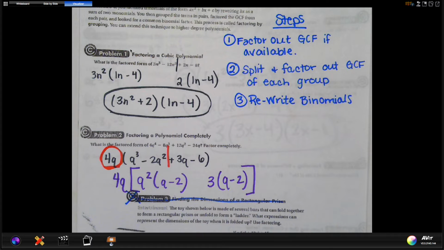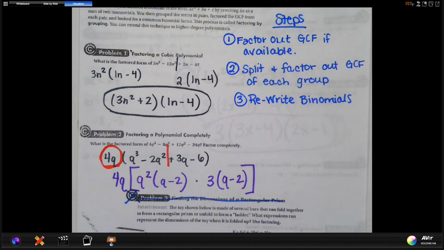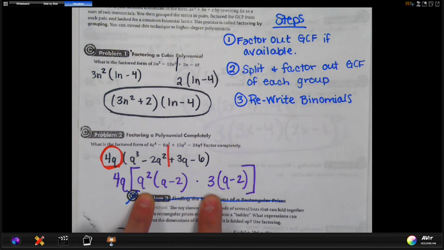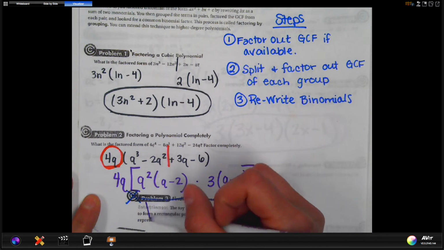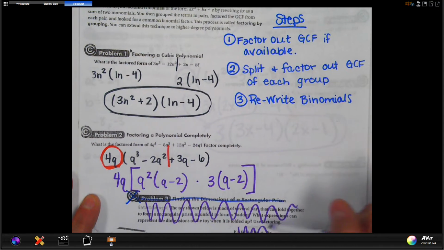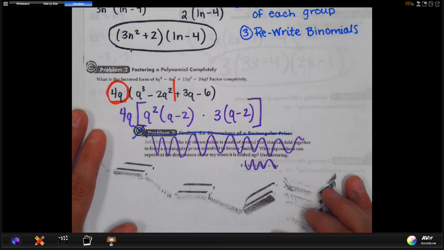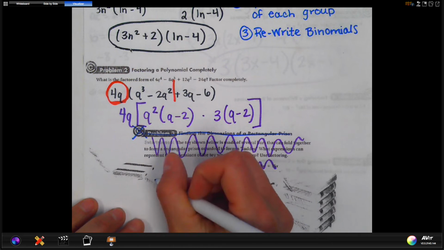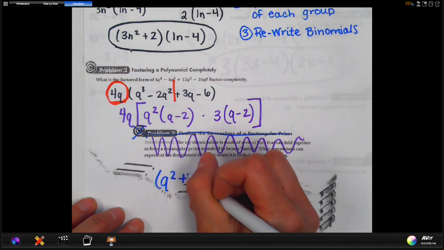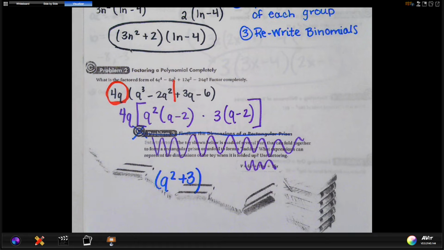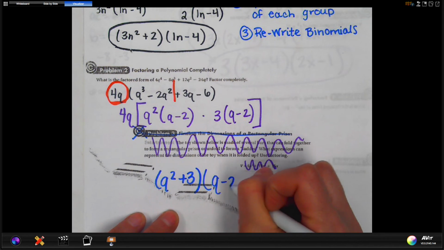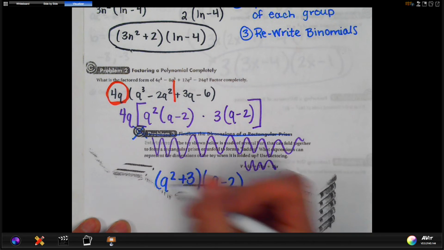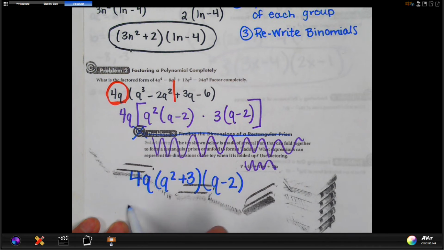And now we're going to rewrite it. And technically there's a times sign in there, right? So let's rewrite it. So the part we have to rewrite in binomials is here. And I know we're not going to use problem 3, so I'm just going to cross this out, and I'm going to use this space to write my answers. Okay, so now if I rewrite my binomials, right, q squared plus 3 is in the first one. What's the second one? q minus 2. And then I also have to bring down 4q, right, and put it out front. And this is my final answer.